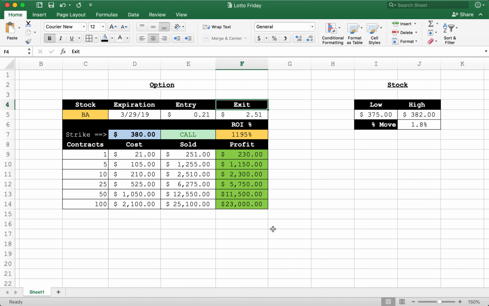That is unreal. It's called the Lotto. It's called Lotto Fridays, and you'll see crazy returns like this if you get the right contracts on a Friday. You'll see even bigger returns than this, but this is just unreal, getting over 1,100% versus trading the stock, which was at a low of 375 and a high of 382, which is a 1.8% move. I don't know who wouldn't want to trade the option and get that return versus trading the stock and only getting a 1.8% return.